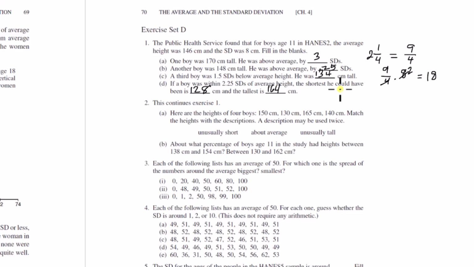164. This continues exercise 1. So same question as exercise 1. Here are the heights of 4 boys. Got these 4 heights. Match the heights with the descriptions. A description may be used twice. Unusually short, about average, unusually tall.